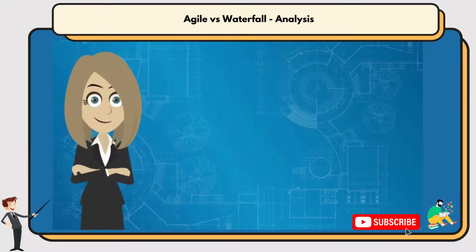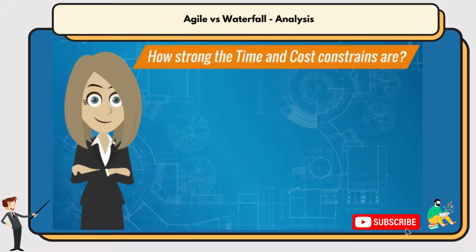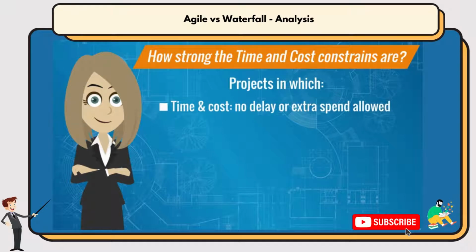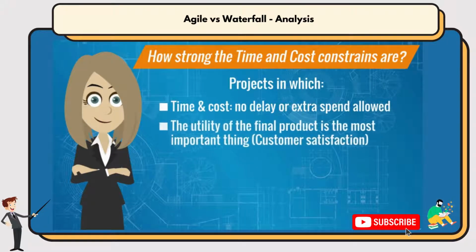Another good question you can ask yourself is how strong the time and cost constraints are. Projects in which time and cost matter most, with no delay or extra spend allowed. Projects in which the utility of the final product is the most important thing, customer satisfaction.